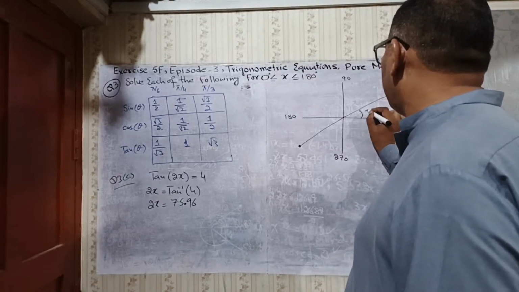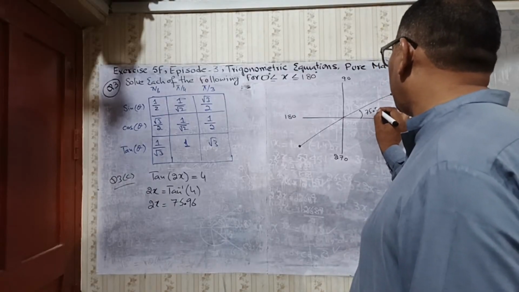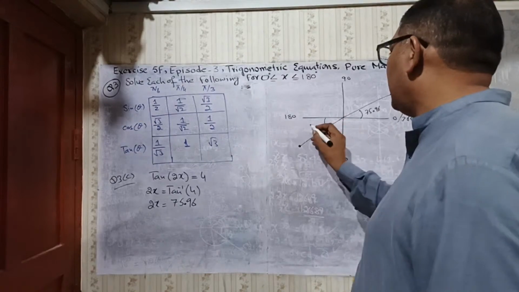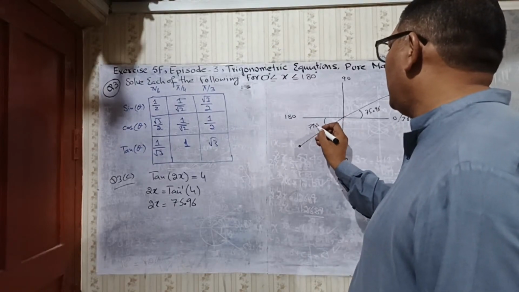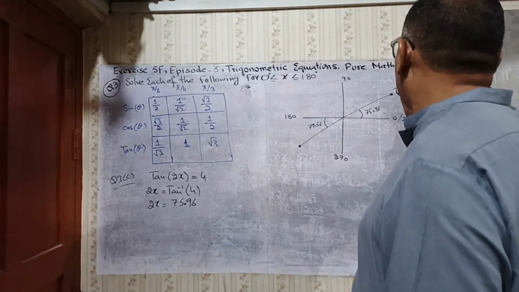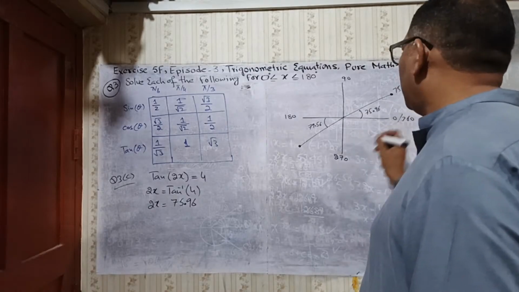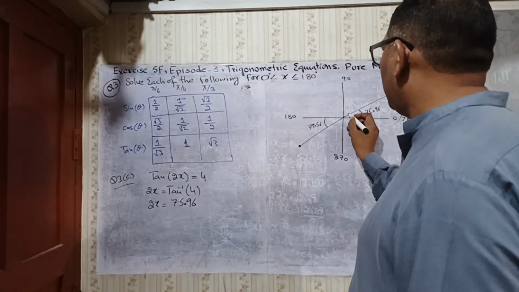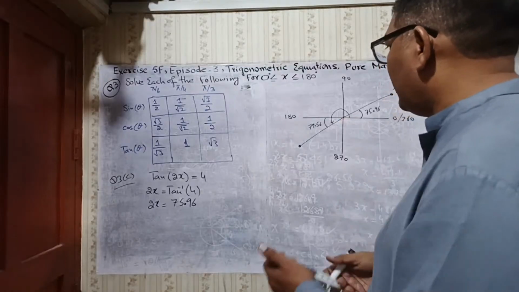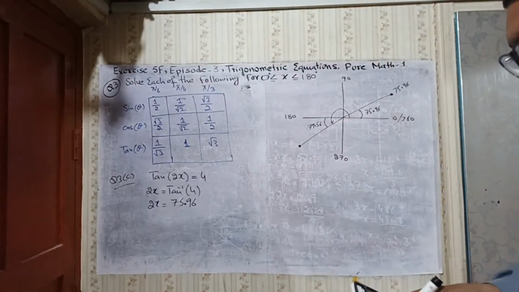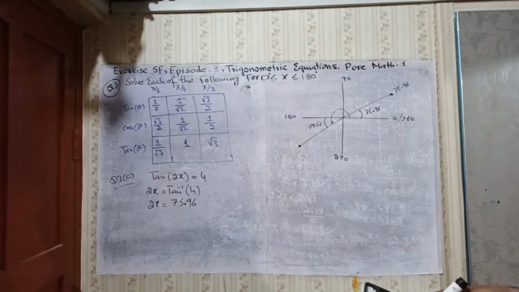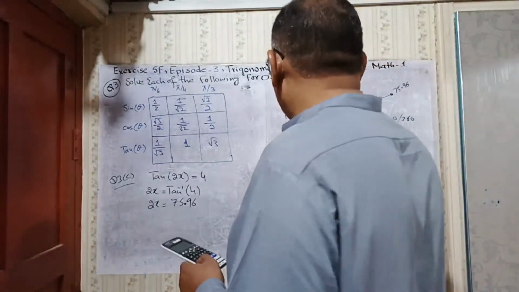This base angle is 75.96, and this base angle will also be 75.96. But how much will this angle be? It will be 180 plus 75.96. So that will be 255.96.